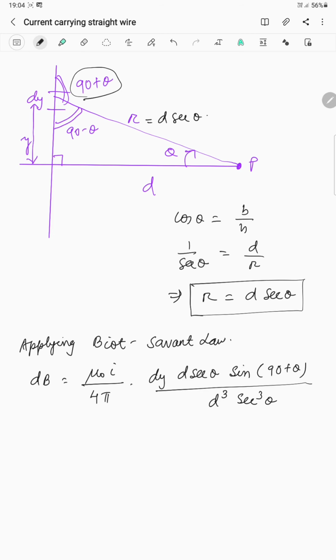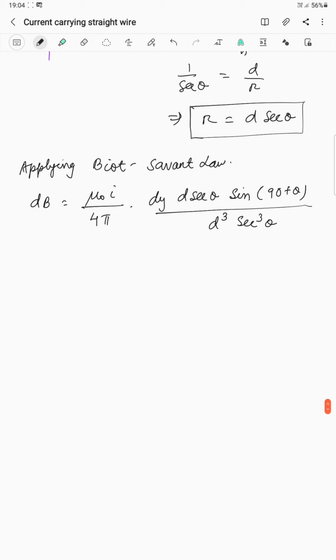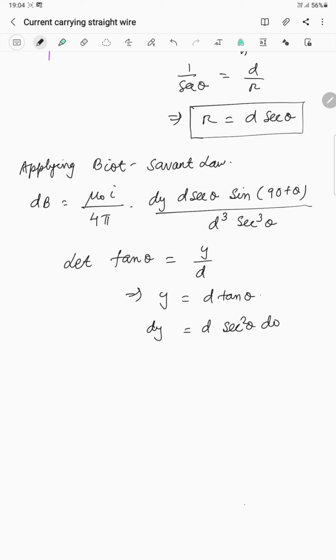So here we have applied Biot-Savart law. Now nothing, only mathematics, we have to solve it. How can we solve this? So let us assume tan theta is equal to y by d in this case. So this implies y is equal to d tan theta. If I take the derivative, dy, d will remain constant, tan theta derivative is sec square theta d theta.